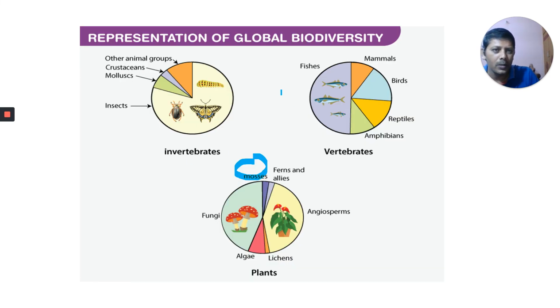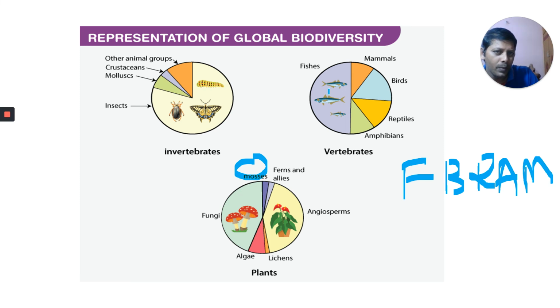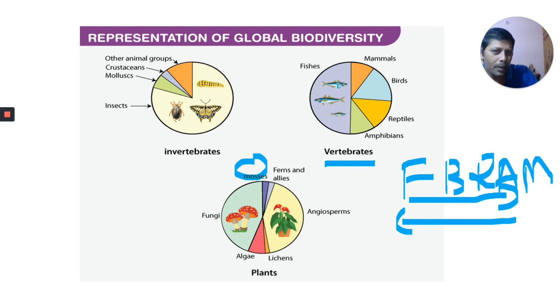I told you some easy tricks to remember these pie charts. I told you one code here: FB RAM, Facebook RAM. These are the vertebrates. This is the descending order, highest number to lowest number, and this is the ascending order. FB RAM: F, fishes; B, birds, first position, second position; R, reptiles, third position; A, amphibians, fourth position in terms of number of species.